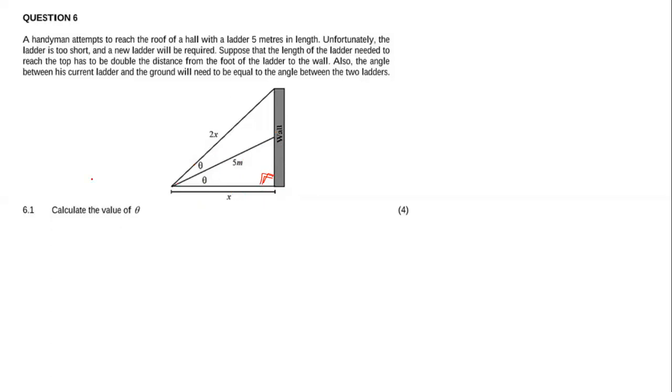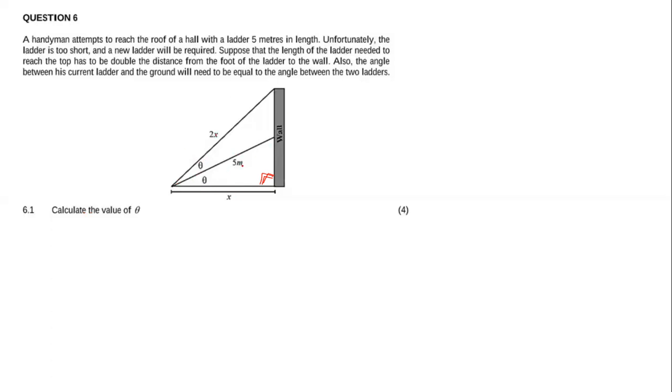So they want us to calculate 6.1 for 4 marks. They want us to calculate the value of theta. What is the magnitude of theta? So this is what is happening. You can use either triangle. I'll call it the small triangle. You can use either the small triangle or the big triangle.